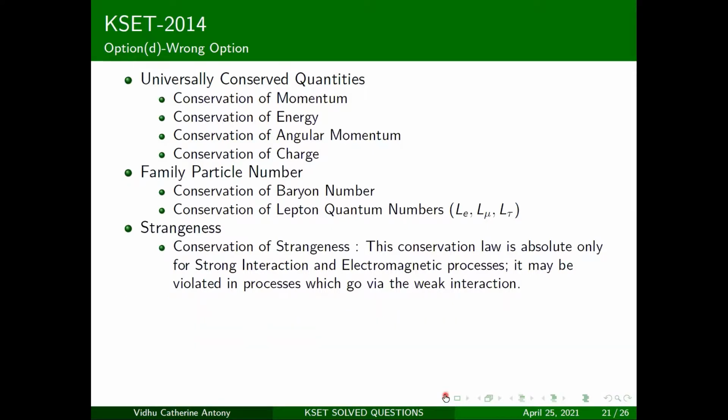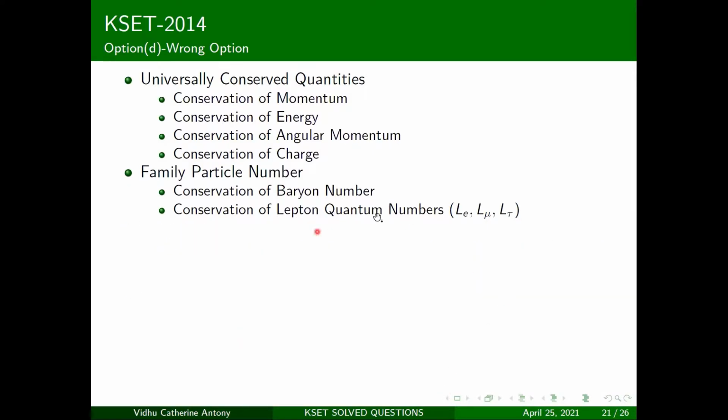Okay, so now let's go back to this. What are your lepton quantum numbers? This is your electron lepton number. This is your muon lepton number. This is your tau lepton number. There are three families of leptons. These are first generation, second generation, and third generation. Baryon number is specific to your baryons. I will show you the detailed classification on the next slide that we have.